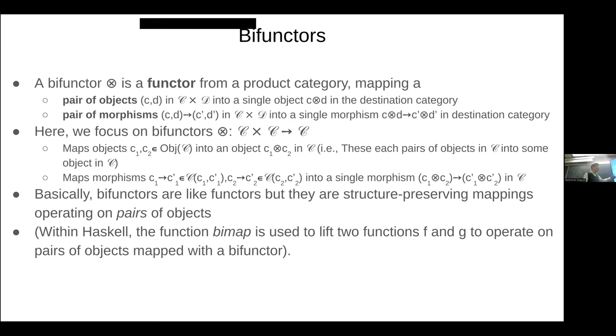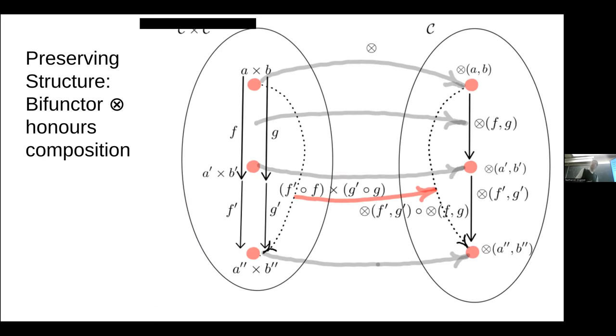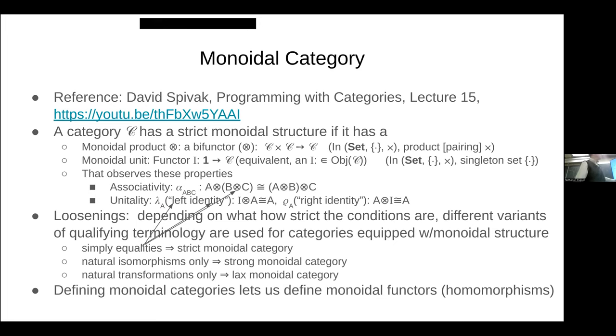Basically these are like functors, but they're structure preserving mappers operating on pairs of objects, okay? And in Haskell, we have a thing called bimap that does this. So product has a bimap. It takes pairs of objects, and it can map them over to a particular object that's their product. Are we okay with this? And it can lift morphisms, F and G, to a mapping between products, just like you said. A bifunctor honors composition. It's structure preserving, and I'm not going to go into this, but you can either compose in the source category and then map, or you can map and then compose. So it honors structure, it maps identities to identities.